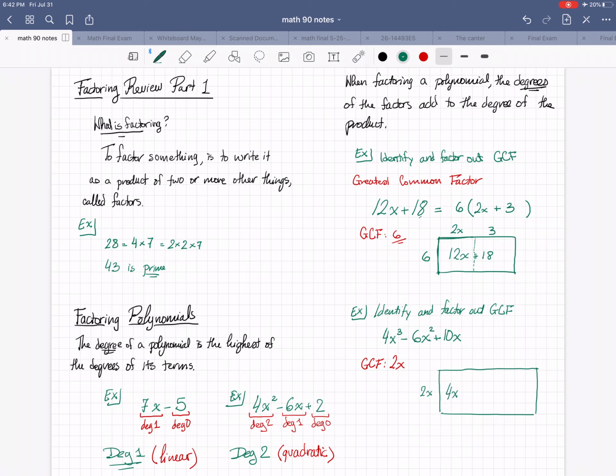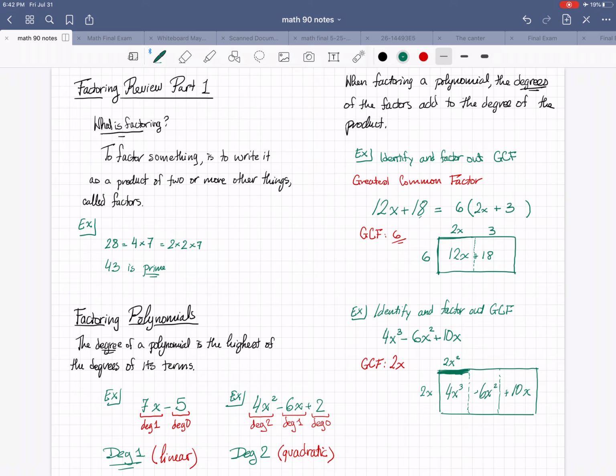And then on the inside, I have 4x cubed, I have minus 6x squared, and I have positive 10x. So now I'm going to go one step at a time. And I'm going to ask the question, 2x times what? So I'm thinking about this first part here. 2x times what would make 4x cubed? Well, I need a 2 to make the 4 and x squared to make the x cubed. So 2x times 2x squared is 4x cubed.